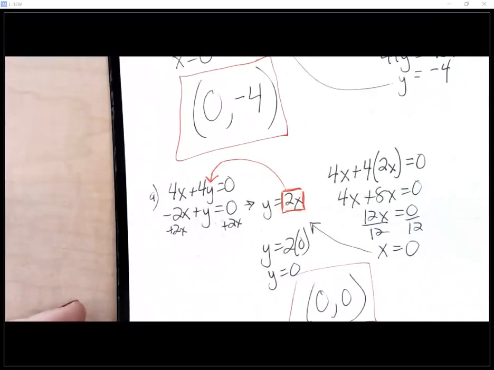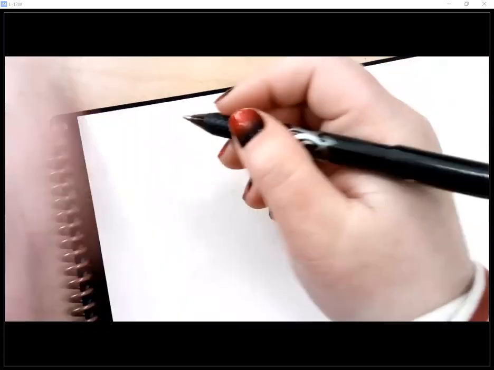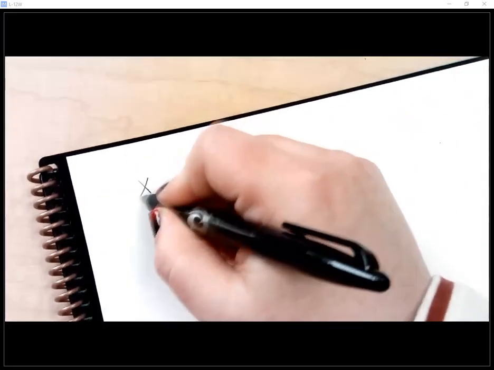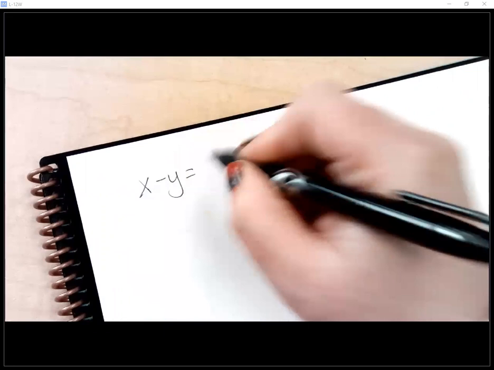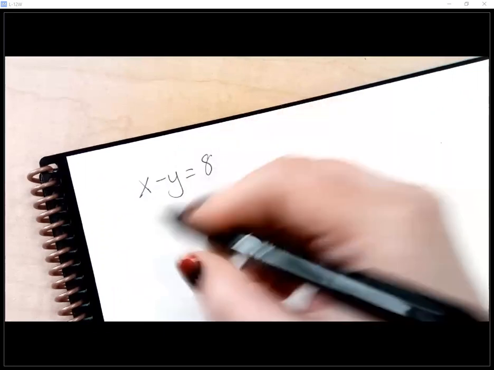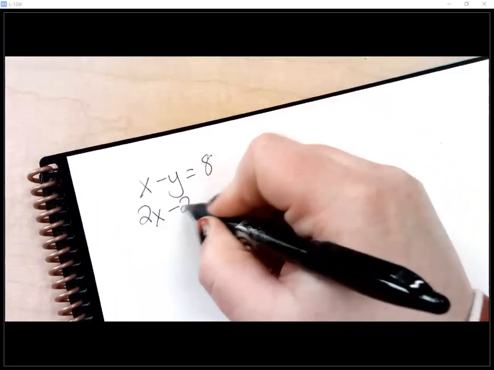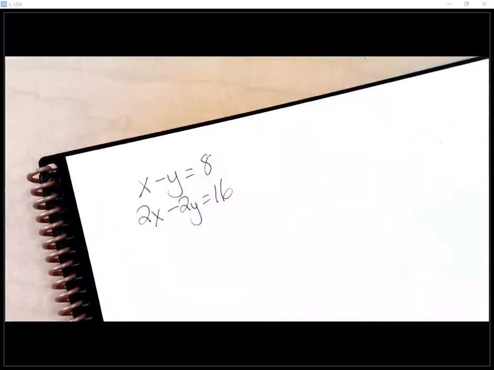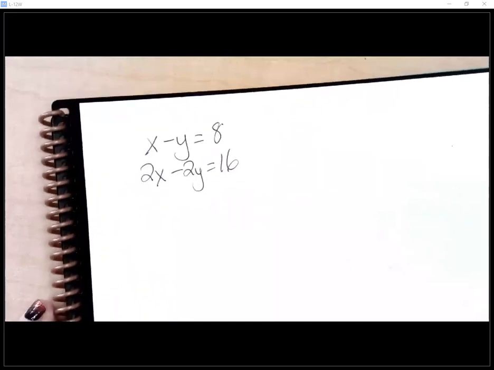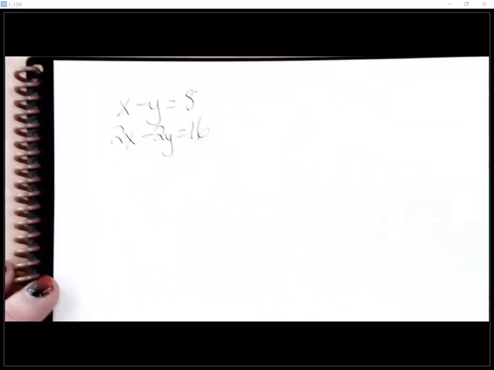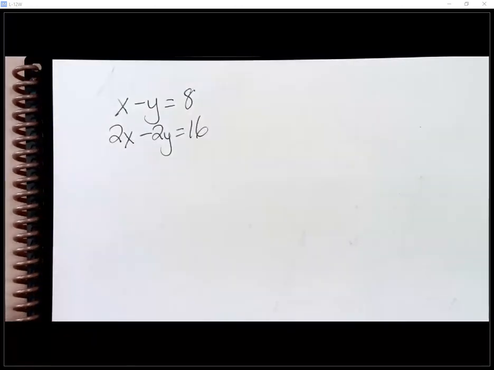Check this out. Was everybody okay with this? Are you done? Did you need anything? No? Okay, good. Let's try to solve this system by substitution. Okay, if I gave you this, x minus y equals 8 and 2x minus 2y equals 16.